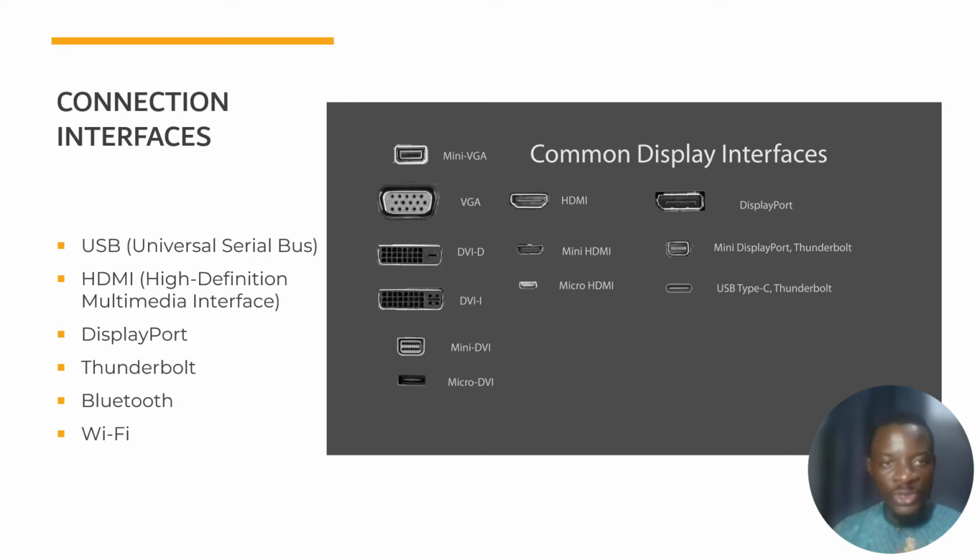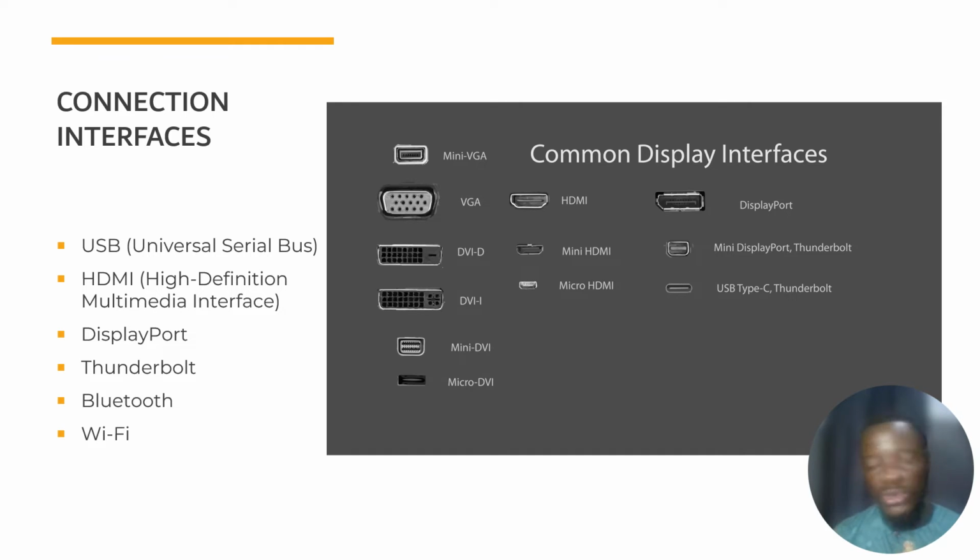Then we have the connection interfaces. To connect these devices to computers, we use various interfaces. USB is increasingly versatile, used for many device types. Then we have HDMI and DisplayPort, primarily for video and audio output to displays. We also have Thunderbolt, which combines high-speed data transfer with video output.